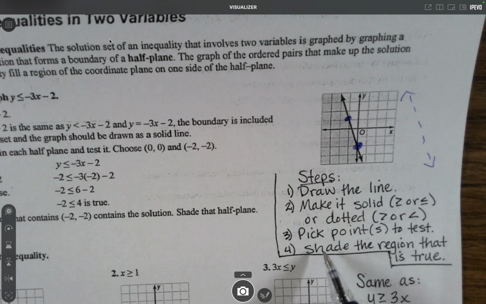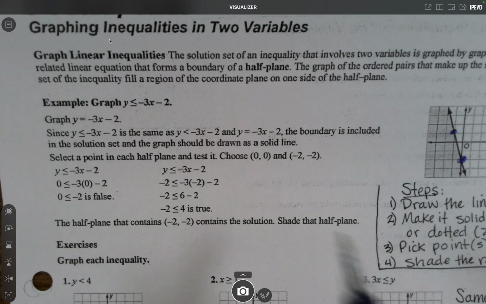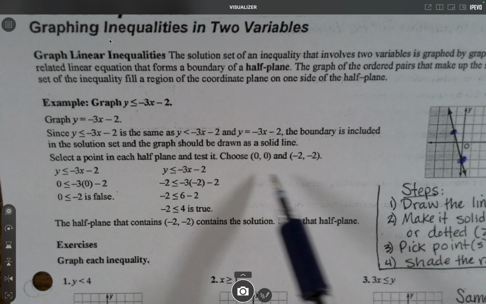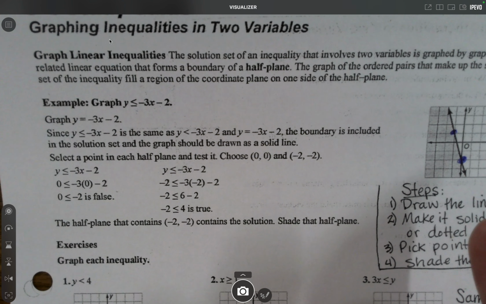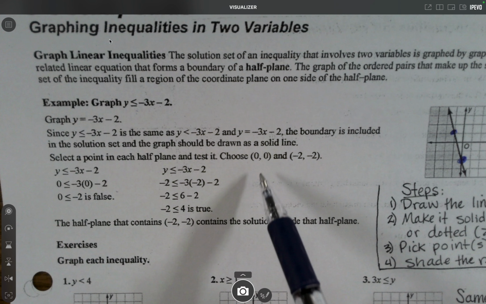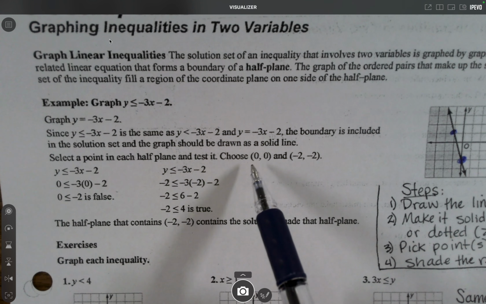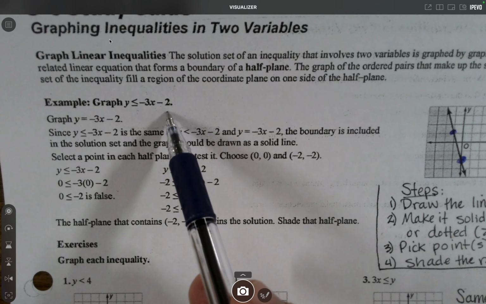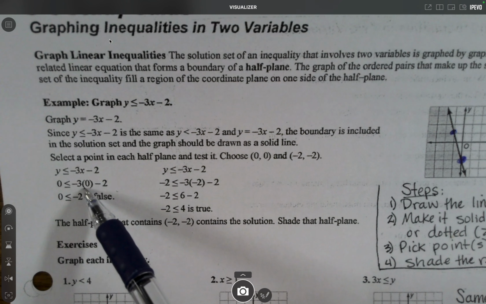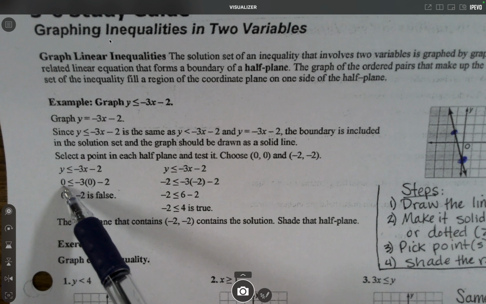Okay, the next step is to pick a point, or if you have to, you can pick more than one point to test and figure out if that's where we'll shade it or not. Now you can just do one, as long as you pick a point that's not on the line, one should be enough to choose. And if possible, choose 0, 0. It's the easiest one to do. So we just plug that point, 0, 0, into the inequality. So we plug in 0 for x and 0 for y.